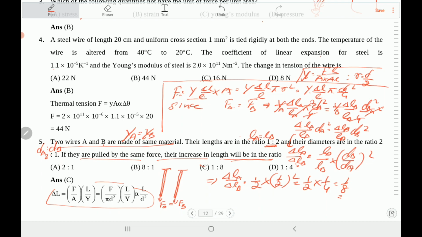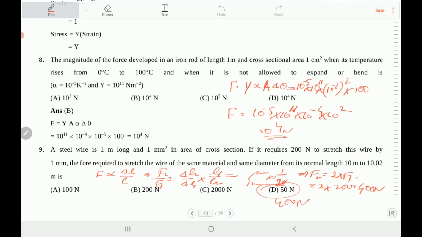Force same, Young's modulus same, then you equate this. Delta L by L into A of wire A is equal to delta L by L into A for wire B. That's it. Straight away I'll reach this formula. From this I'll reach this. You practice this. Practice madi baratte. We'll move on to next problem. Okay.